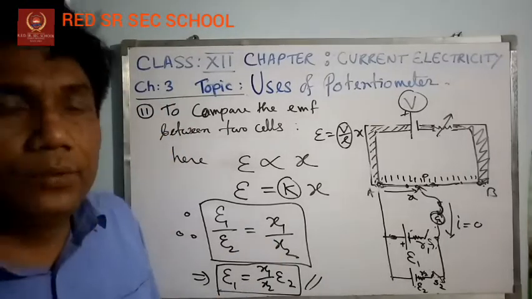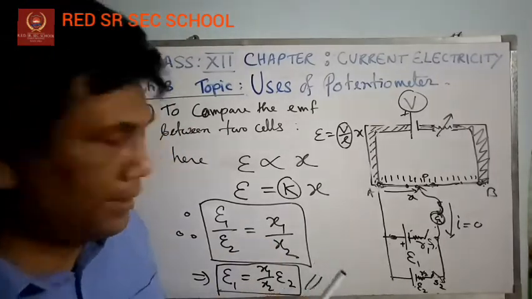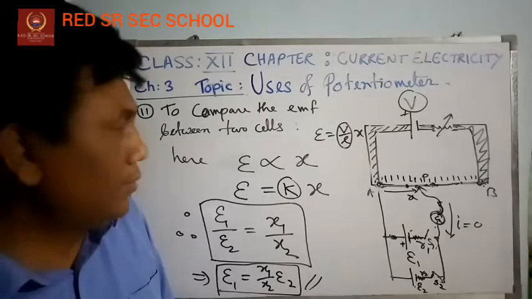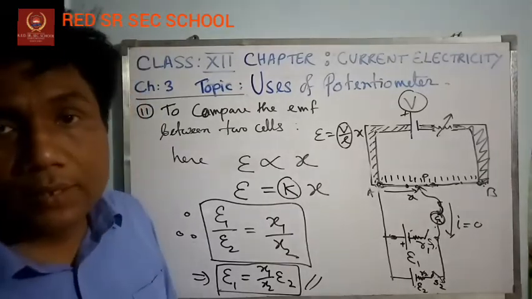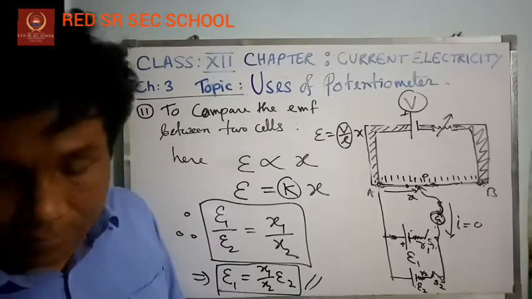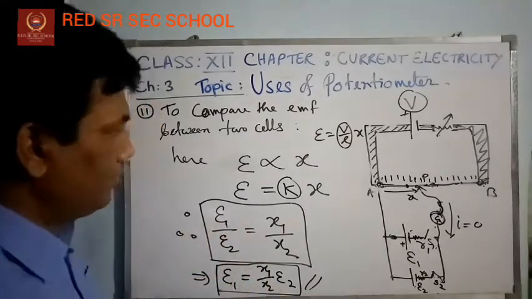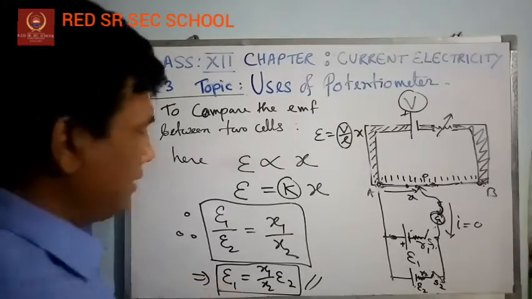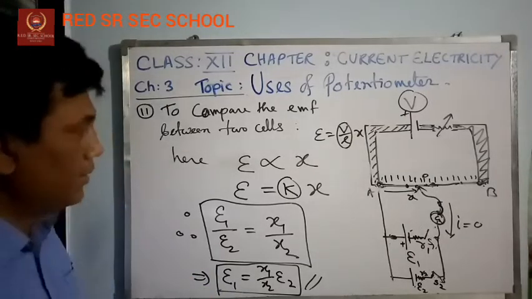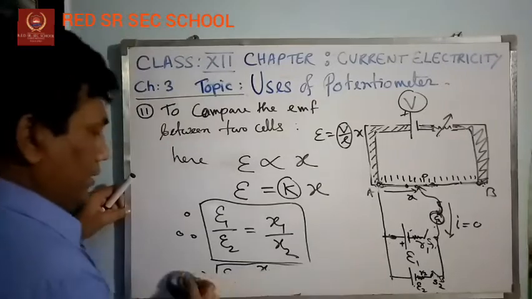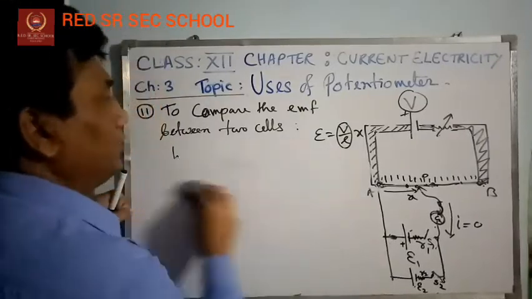Now I am going for the third use of potentiometer. What is that? To measure the internal resistance of a cell. Again I have to rub it. I think you have copied all these things. If not, put a pause and write it first. Then come to the second part. So let me rub it.